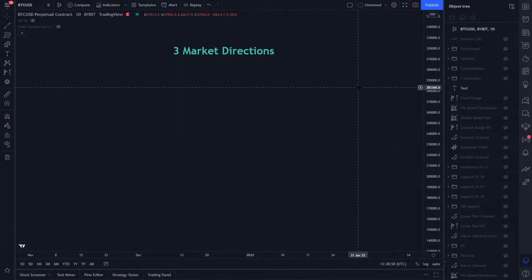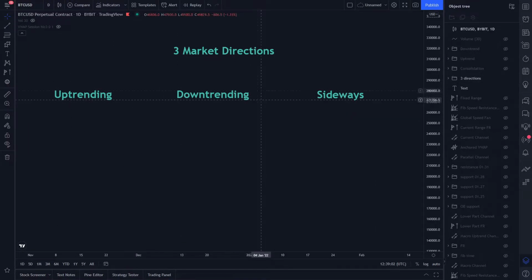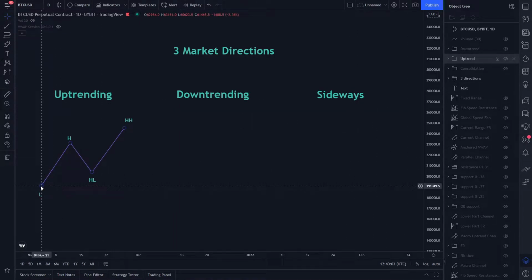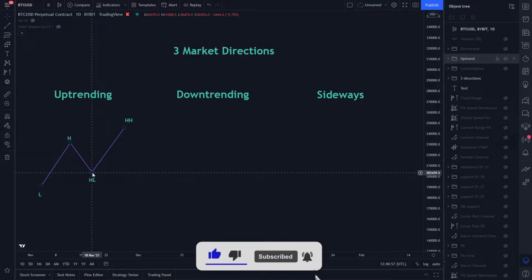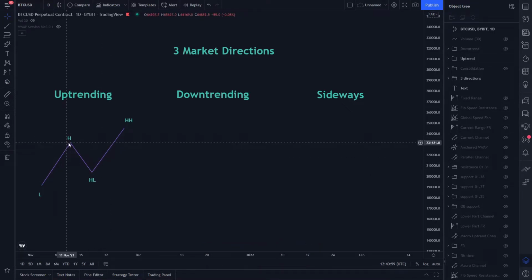In total, there are 3 market directions, and they are the uptrend, downtrend, and sideways price action. First, let's look at the uptrend. As we can see, it is basically the series of higher lows and series of higher highs. Very simply, to recognize the uptrending market, you should see a low, the high, then the price should make a higher low, and then it should break the high by making the higher high.